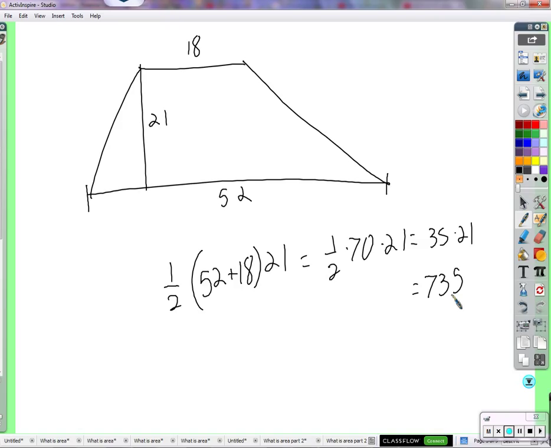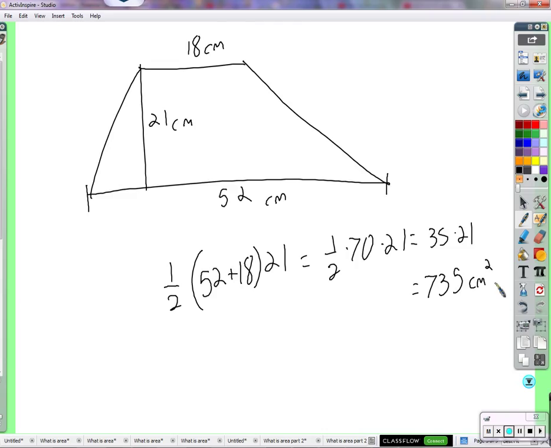735. 735 what? Squares. What kind of squares? Same squares. It doesn't have a unit, we don't know. But as soon as we put a unit on it, centimeters. Now what kind of squares are they? Centimeter squares. Squares that are a centimeter on every side. Right. There it is.